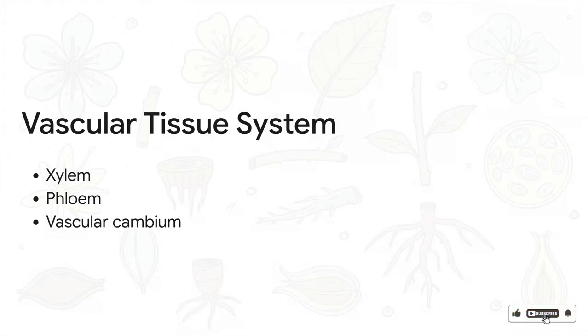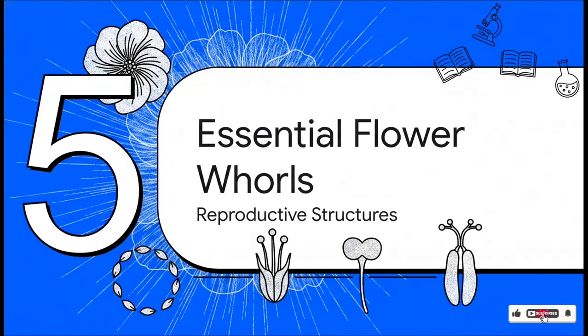Then we have the vascular tissue system, which is basically three main players: xylem, phloem, and the vascular cambium. Actually, it's the presence or absence of this cambium that decides if a vascular bundle is open or closed. Memorize this list properly. Excellent focus, bachcho.